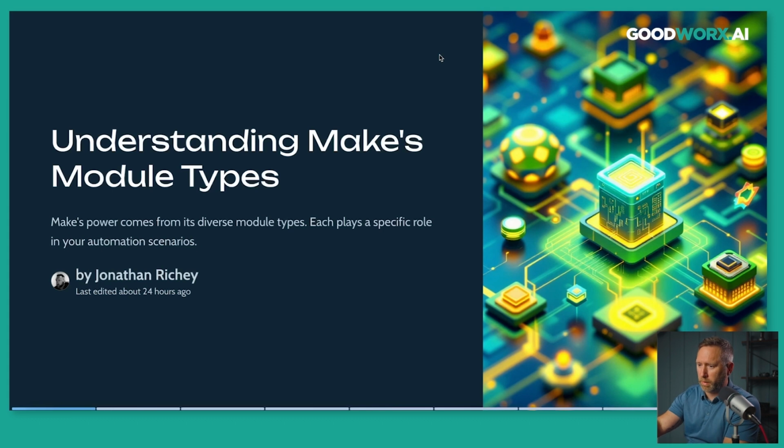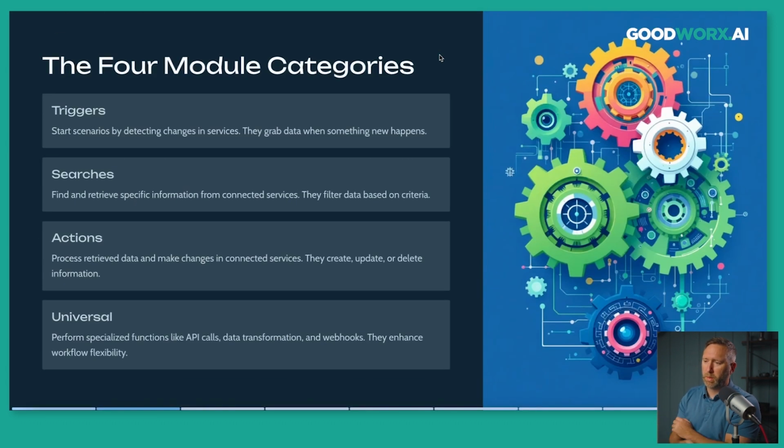So Make has a bunch of different types of modules, and each plays a specific role in your automation scenarios. So here are the four main module categories. We have triggers, we have search modules, we have action modules, and we have universal modules.